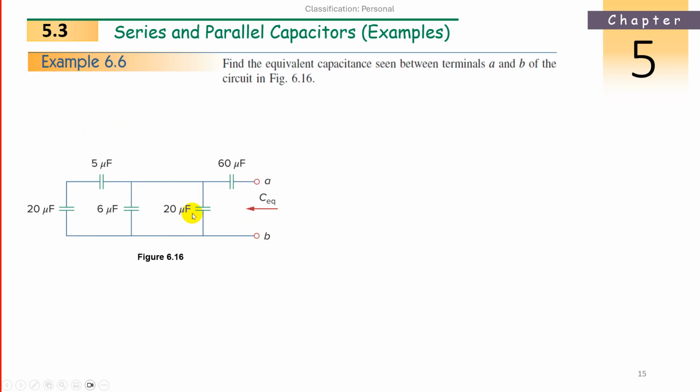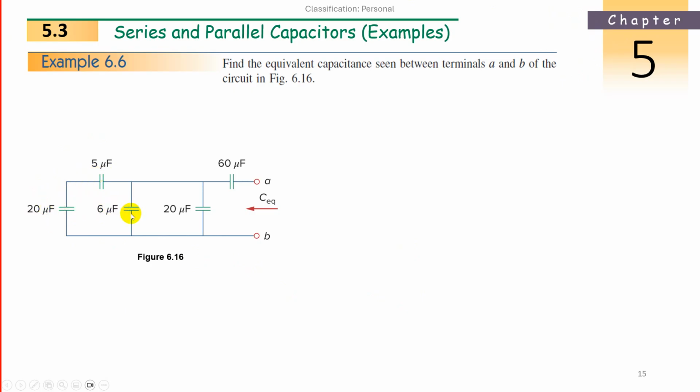Now start from the left-hand side, because we want the output at the A and B terminals. These two are in series: 5 and 20 are in series. So what is the equivalent? Product over sum, for series, opposite to the resistor. So 20 multiplied by 5 divided by 20 plus 5, which is 25. 5 fives are 25, 5 fours are 20, so 4 microfarads is the series equivalent.